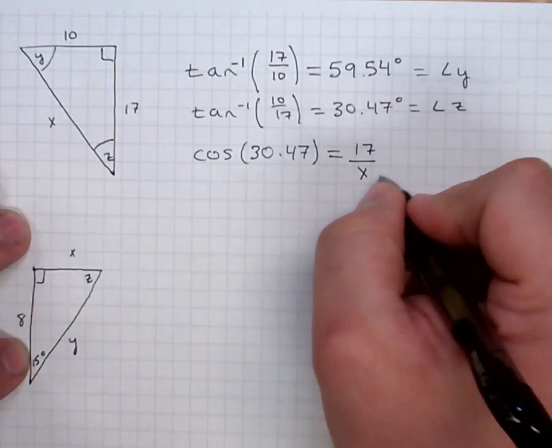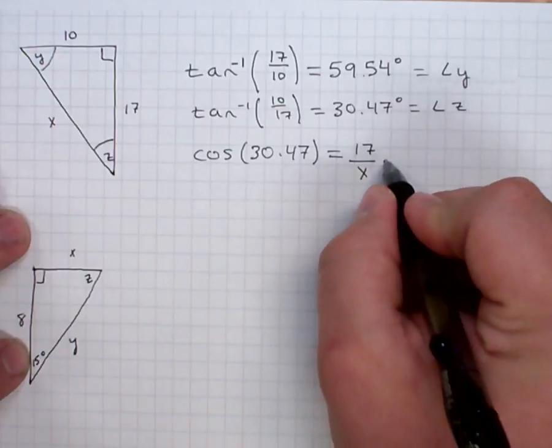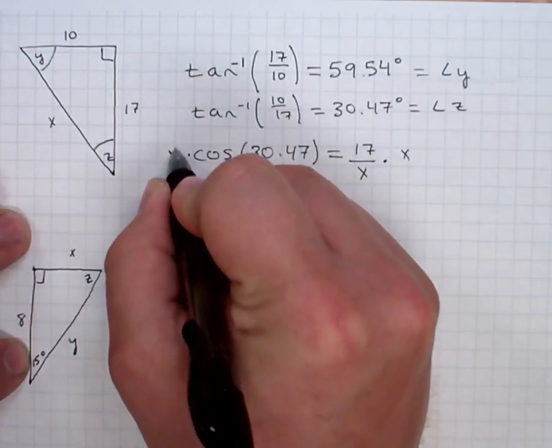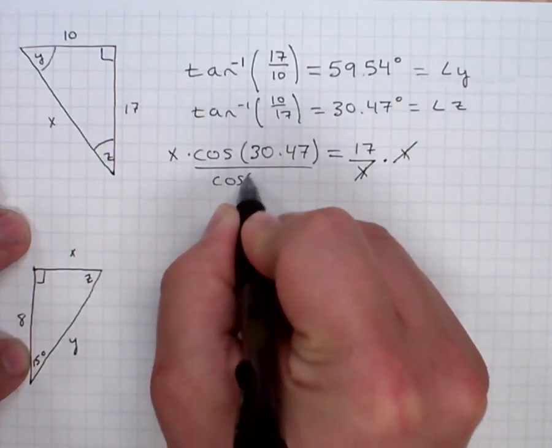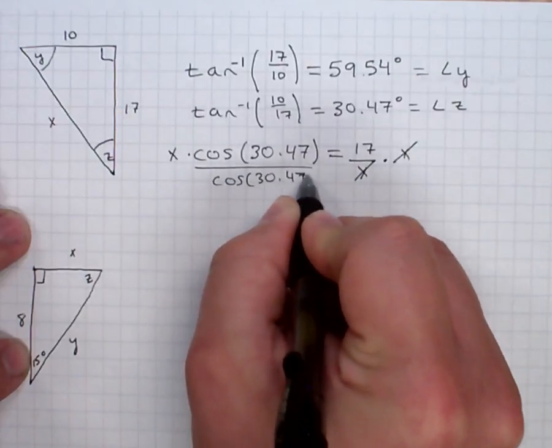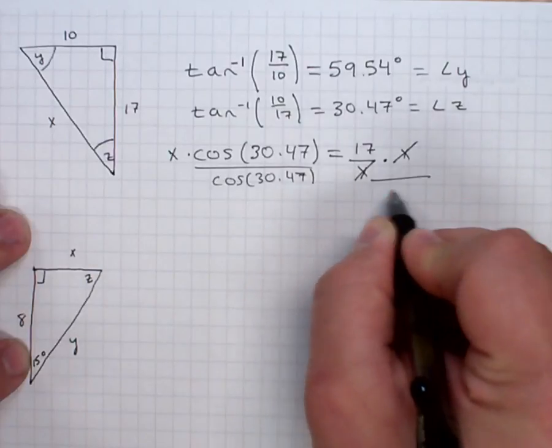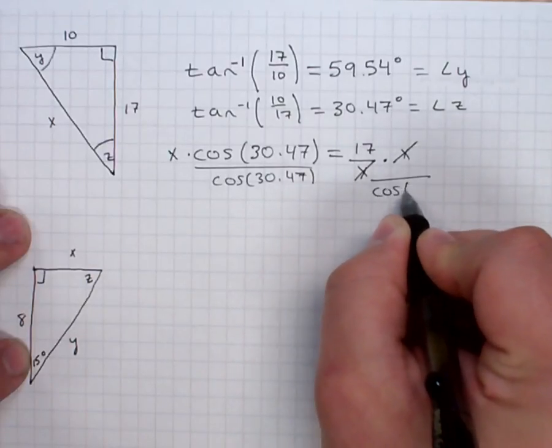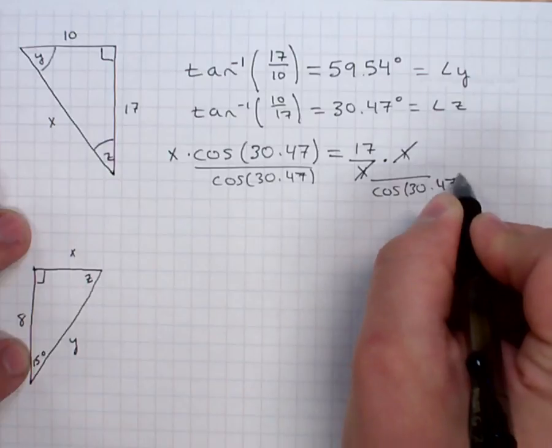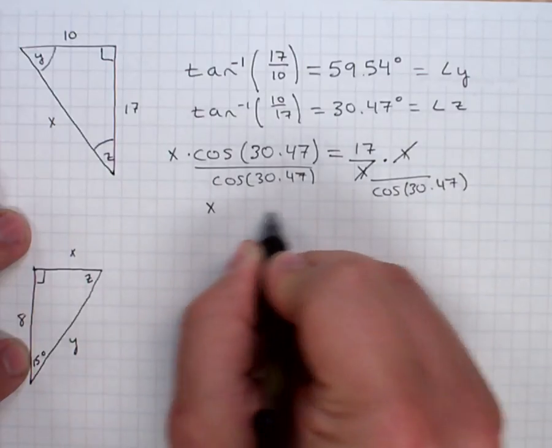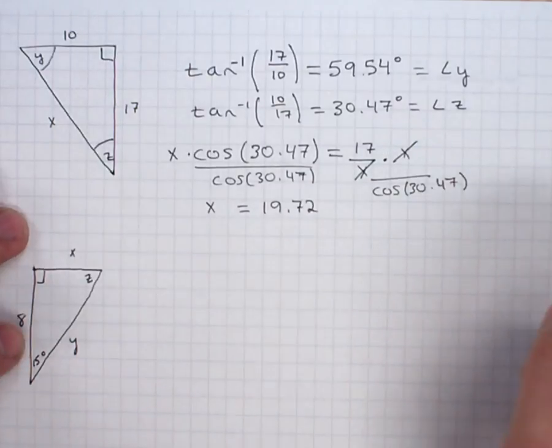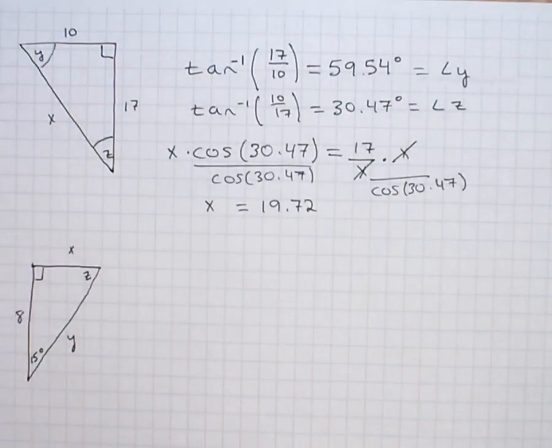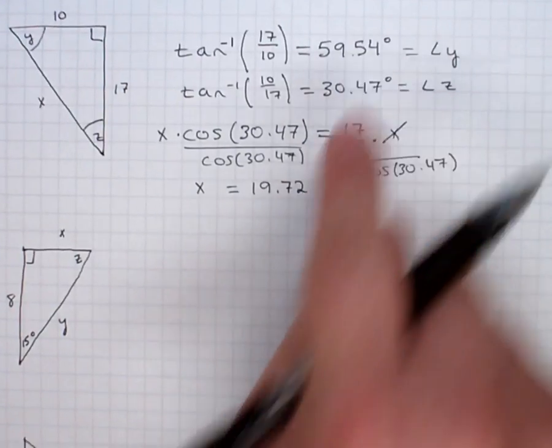So what do I got to do when I have an x in the denominator? Multiply by x, and then divide by cosine of 30.47. You just got to remember, that is just a number. Okay, and x ends up giving you what? 19.72.